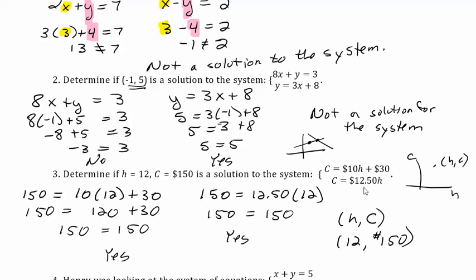You could also write your solution as, well, not always. If the directions say to write your solution as an ordered pair, then you need to do that. But you can write your solutions like that as well, just sort of listing the values.